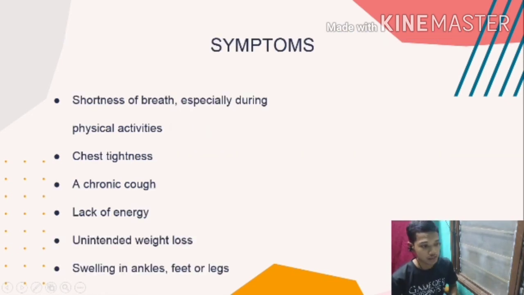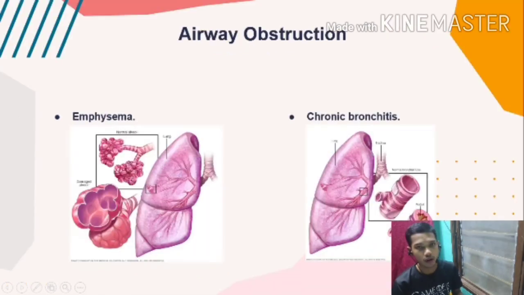As you can see, these are the symptoms of COPD: shortness of breath, especially during physical activity, chest tightness, a chronic cough, lack of energy, unintended weight loss, swelling in the ankles, feet, or legs. Airway obstruction. Airway obstruction is divided into two types. First is emphysema. This lung disease causes disruption of the fragile walls and elastic fibers of the alveoli. Small airways collapse when you exhale, impairing airflow out of your lungs.